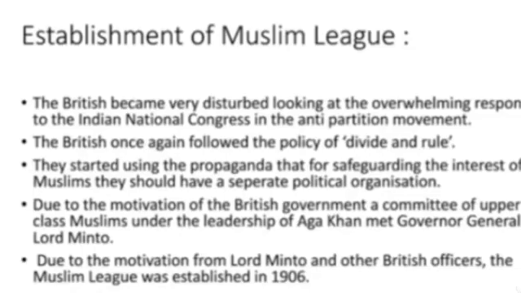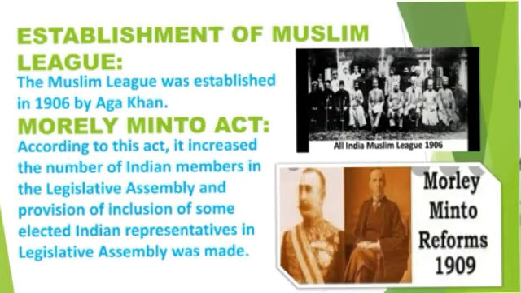Establishment of Muslim League. The British became very disturbed looking at the overwhelming response to the Indian National Congress in the anti-partition movement. The British once again followed the policy of divide and rule. They started using the propaganda that for safeguarding the interests of Muslims, they should have a separate political organization. Due to the motivation of the British government, a committee of upper-class Muslims under the leadership of Aga Khan met Governor-General Lord Minto. Due to the motivation from Lord Minto and the other British officers, the Muslim League was established in 1906.